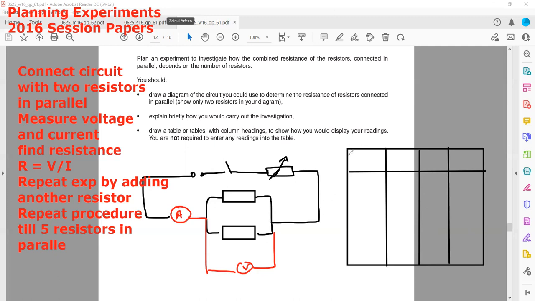So this will be the number of resistors. Number of resistors does not have any unit because it is a number. So it will be 2. It cannot be 1 because you are finding combined resistance, and 1 does not have any combined resistance. So 2, 3, 4, and 5. Then we'll have voltage, which is in volts. Current is denoted by I, in amperes. And then the resistance, which is in ohms. When we divide the voltage by the current, we'll get the resistance. You don't have to write any number here. So this is how we represent our results.